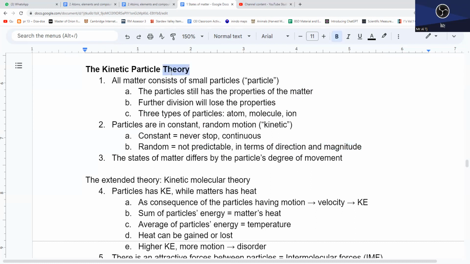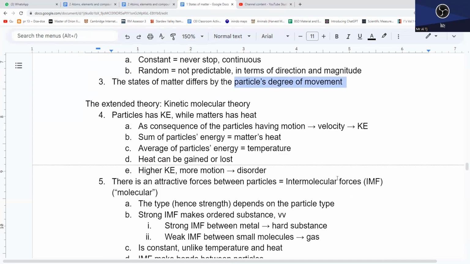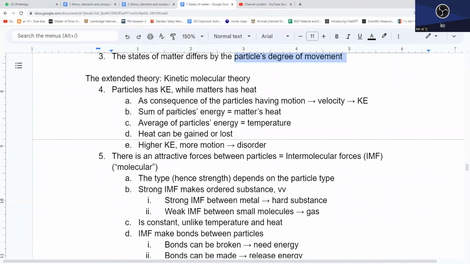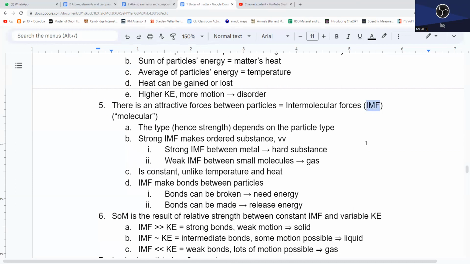Now, the kinetic particle theory, in short, says that the states of matter are different because of the degree of movement of the particles. Solids can only vibrate. Liquids can slide. And gases are free to move. Now, this is the extended particle theory. You can read it yourselves here. This is going to explain the items that we've discussed previously. In this case, there is a new concept of intermolecular forces.